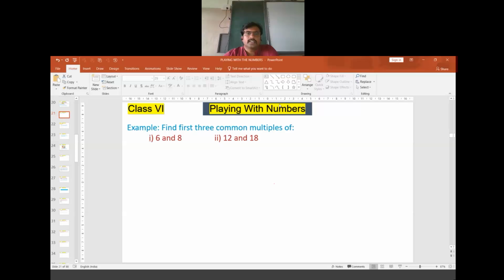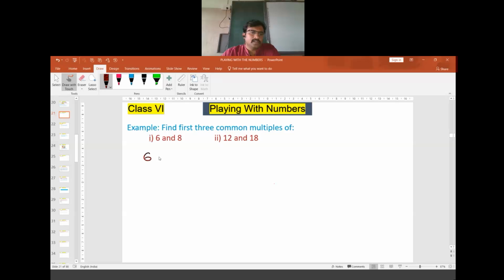Good morning. In yesterday's class, we had a discussion on common multiples and we found the common multiples of the numbers 6, 8, 12, 18, and so on. What you need to do is write the multiples of 6, then followed by the multiples of 8. Then you are going to identify the common multiples. This was the procedure. Hope you all have understood this.